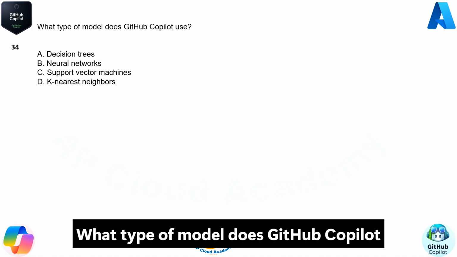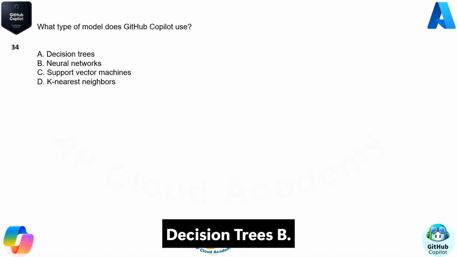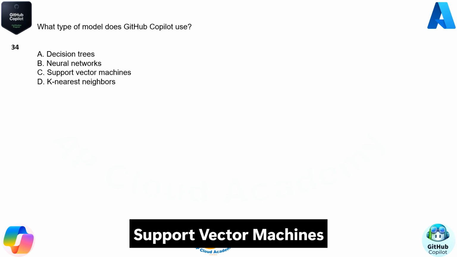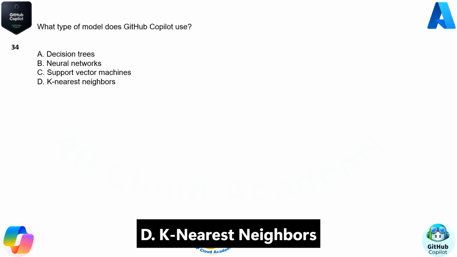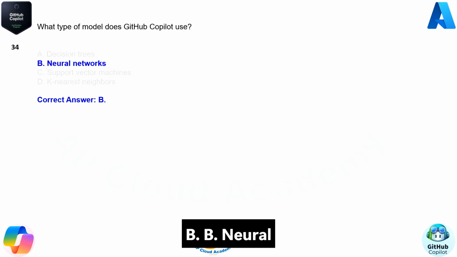What type of model does GitHub Copilot use? A. Decision trees. B. Neural networks. C. Support vector machines. D. K-nearest neighbors. Correct answer, B. Neural networks.